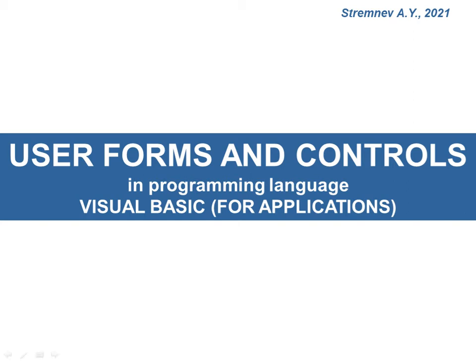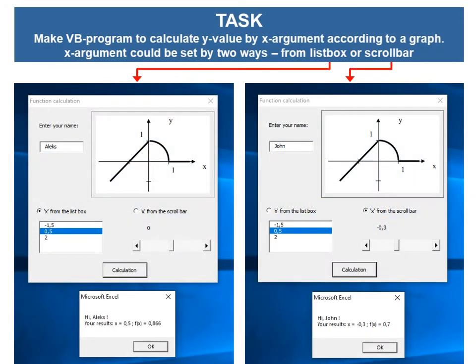User forms and controls, in the programming language Visual Basic for Applications. Task: make a VB program to calculate the y value by the x argument, according to a graph. The x argument could be set in two ways, from a list box or a scroll bar.